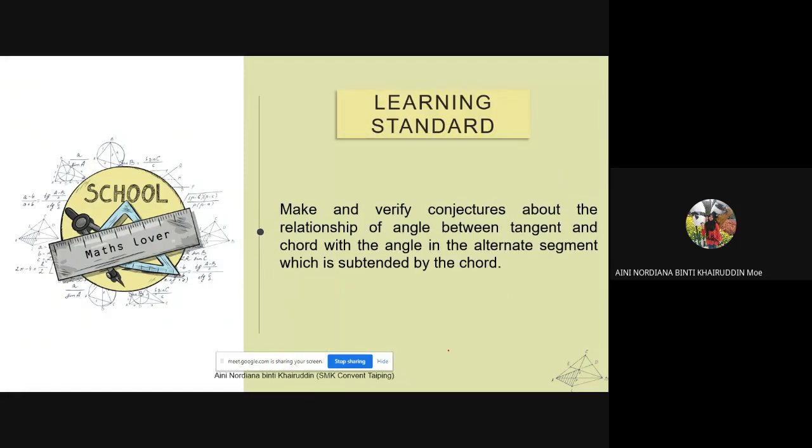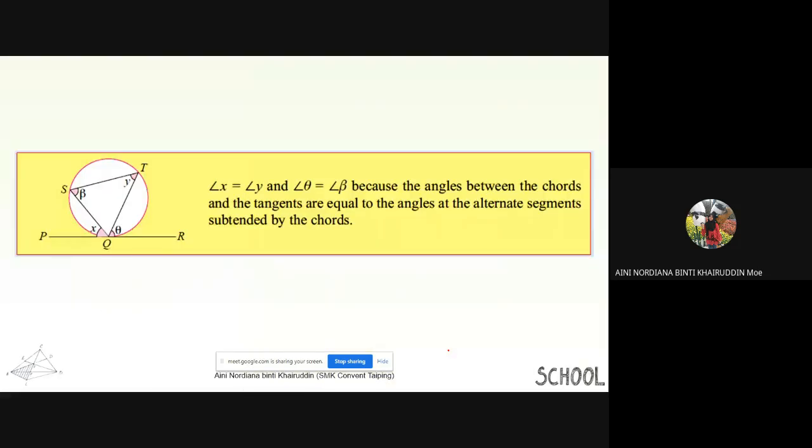Next, our second learning standard: make and verify conjectures about the relationship of angle between tangent and chord with the angle in the alternate segment which is subtended by the chord. Apa tu? Okay, kita tengok. Sebenarnya senang je. Okay, have a look at this.